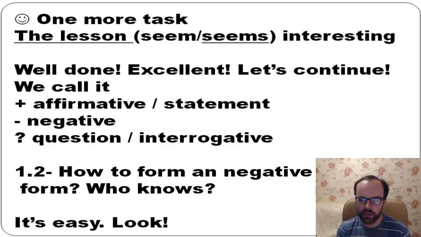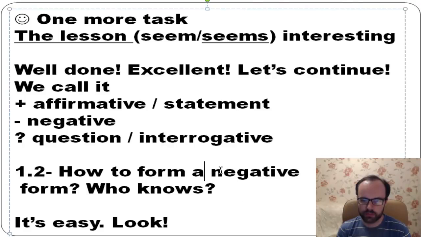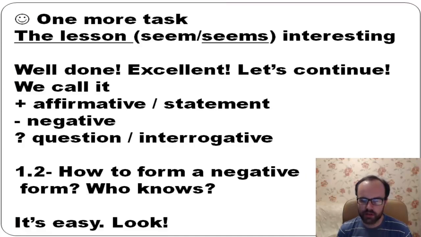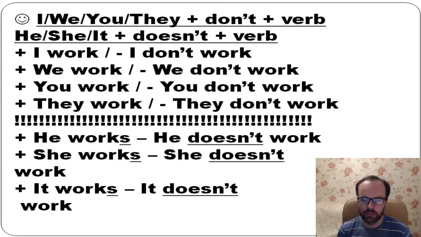We call it affirmative, statement, negative, question, interrogative form. So how to form a negative form? Who knows? It's easy. Look. I, we, you, they plus don't plus verb. He, she, it plus doesn't plus verb.